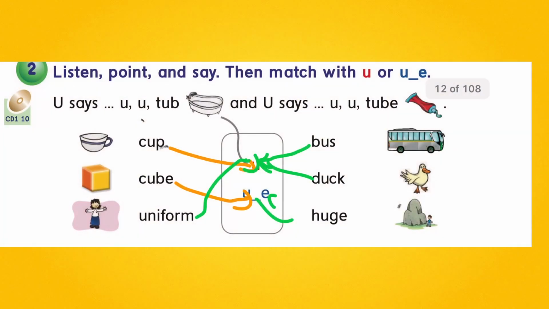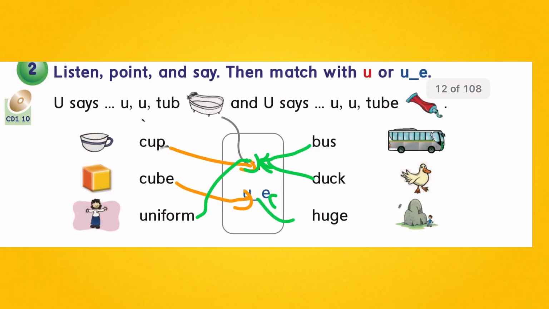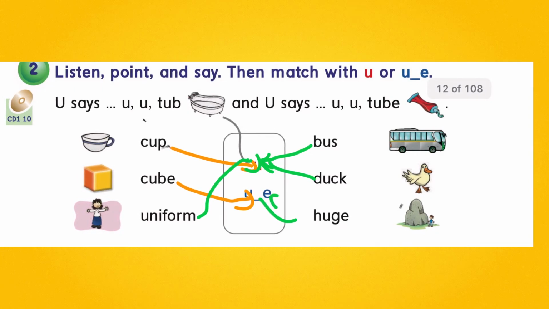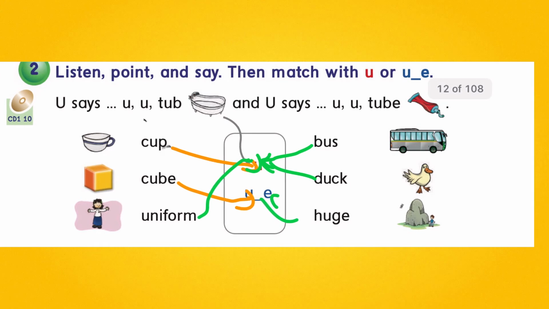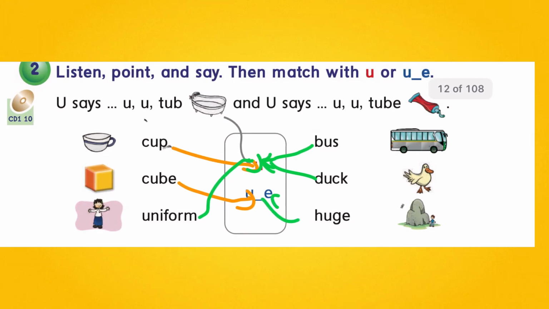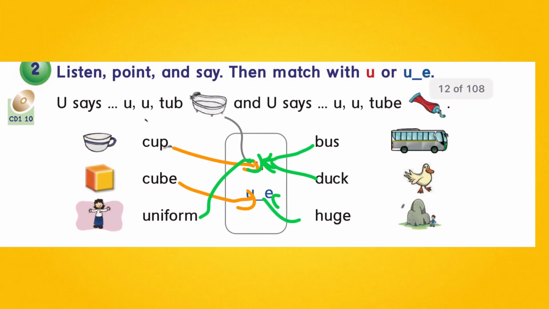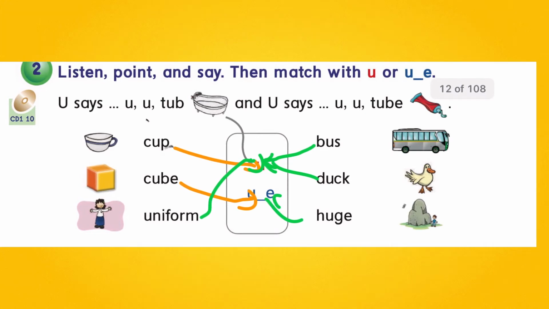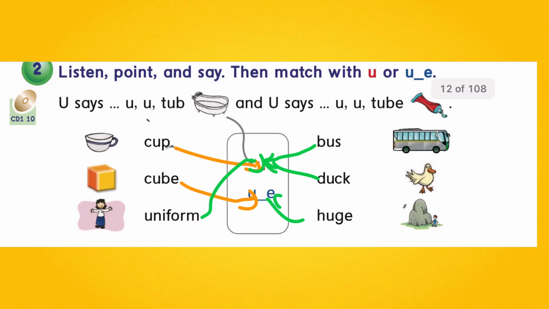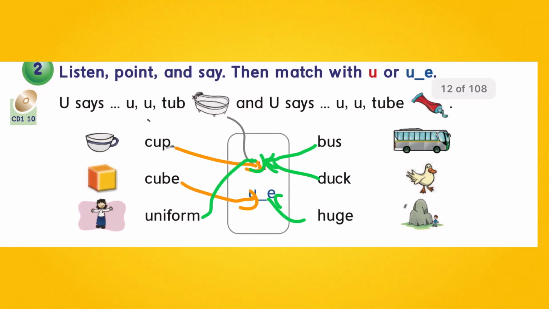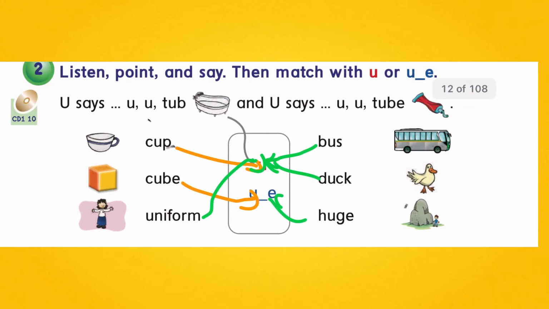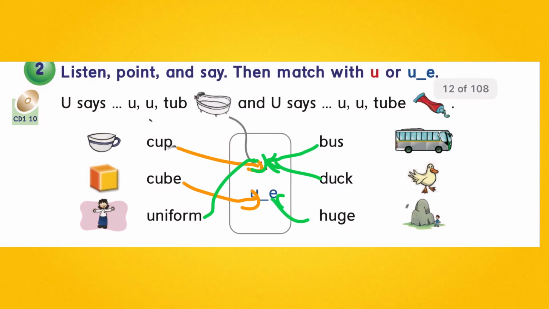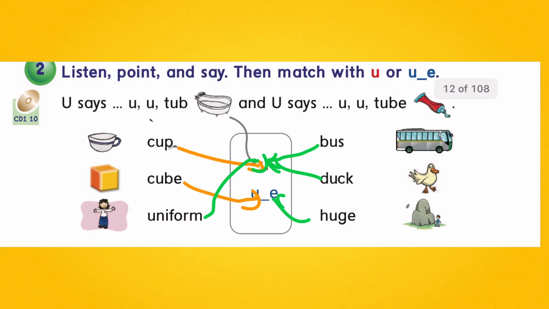Exercise 2. Listen, point, and say. Then match with U or UE. Are you ready? Let's start. U says uh, tub. And U says yoo, tube.